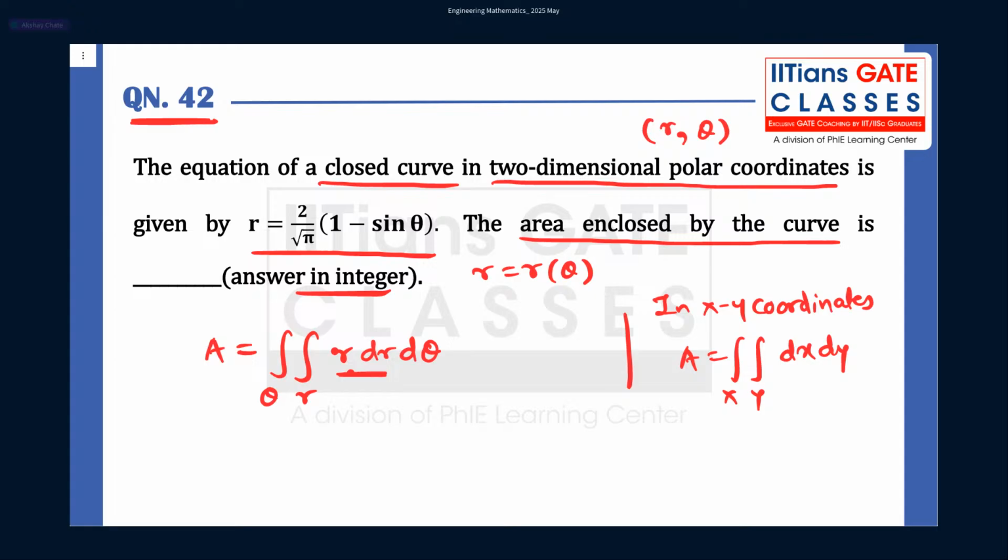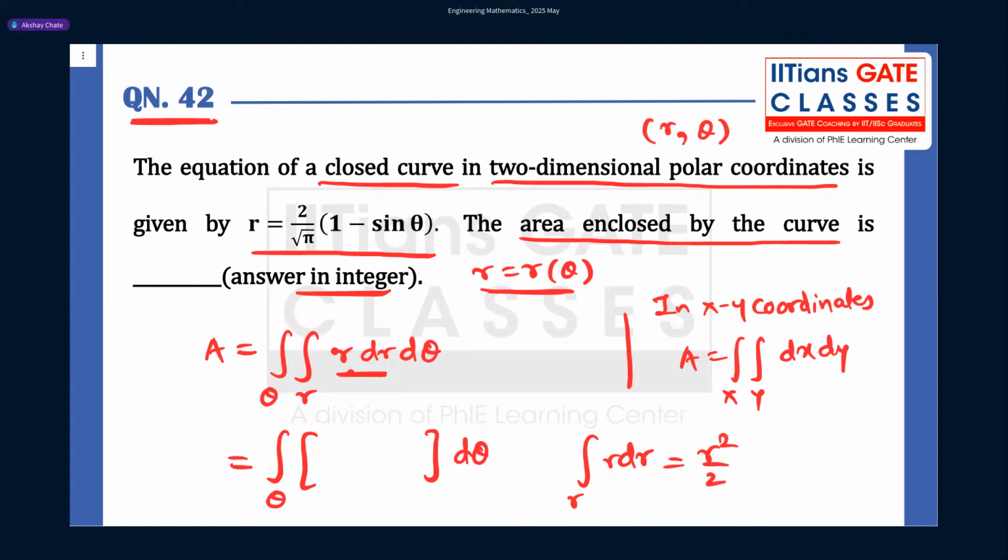Now here the important part is, they have not given you r as a separate entity. They have not given you r limits. They have given you r as a function of theta only. So what you can do here is just do the inner integral with respect to r. This part remains as it is, d theta. So the integration of r dr, we don't have exact limits of r, that's why I'm just putting some limits of r.